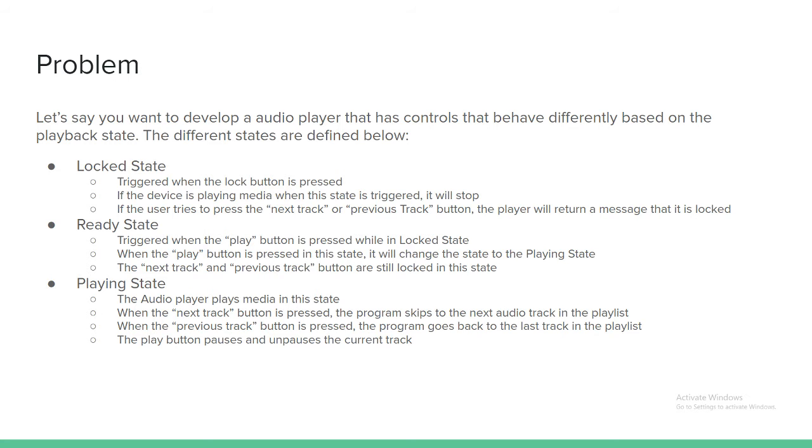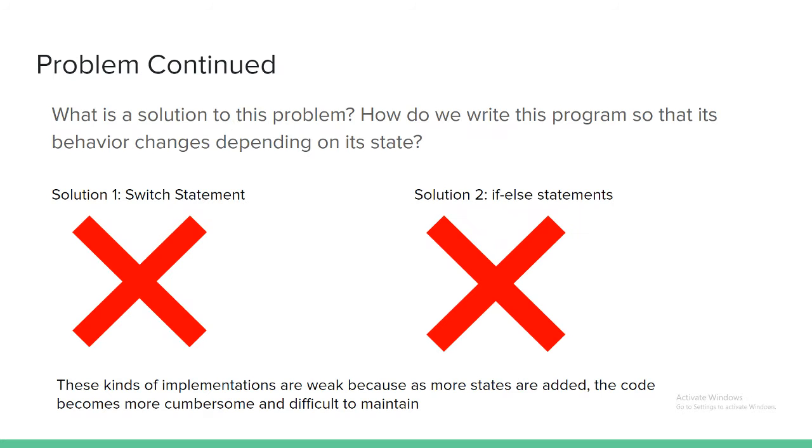So, yeah, this is a problem, right? Because we have a program that has lots of different behaviors, and it behaves differently based on the current state that it's in, right? And it transitions between these states based on certain triggers. So, this becomes an issue because how do we solve this problem? How do we write the program so that its behavior changes depending on its state?